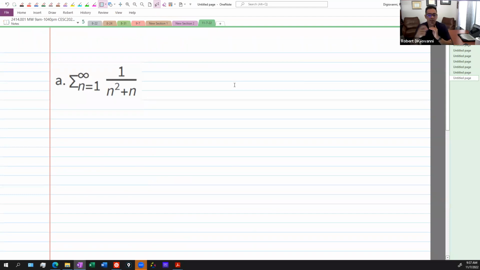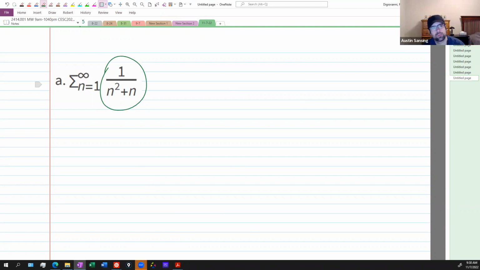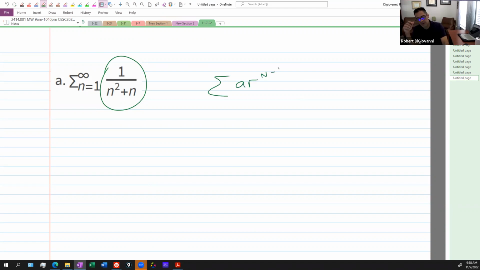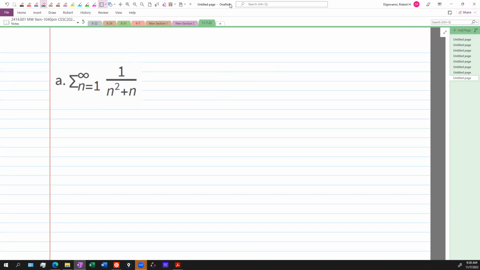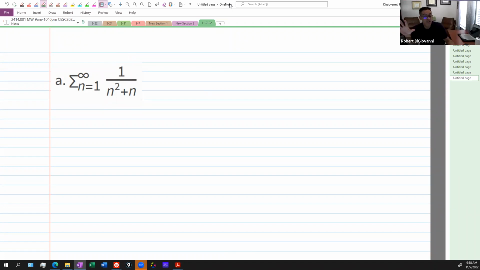First things first, nth term test. What happens if you do the nth term test on this? Take the limit as n goes to infinity, and what do you get? It approaches zero, which tells us nothing, right? All right. Is it geometric? Does it look like the sum of a r to the n minus one? No. Is it harmonic? Does it look like a constant over a linear expression? No, because it's quadratic in the bottom. So right now, we've never seen anything like this.